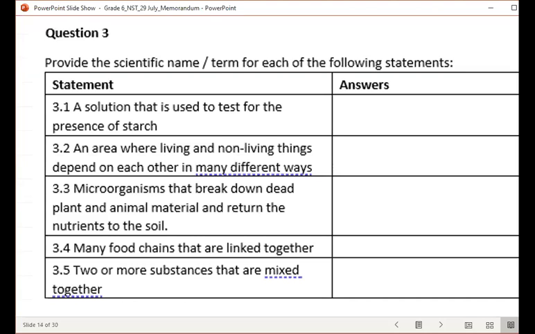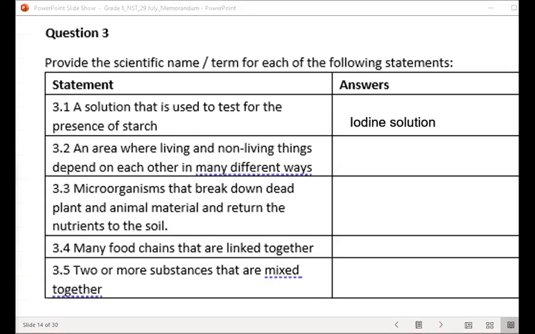Question 3. Provide the scientific name or term for each of the following statements. 3.1, a solution that is used to test for the presence of starch. Michael, Privilege, iodine. And there we go, it is iodine. Mashore? Ma'am, the answer is iodine.